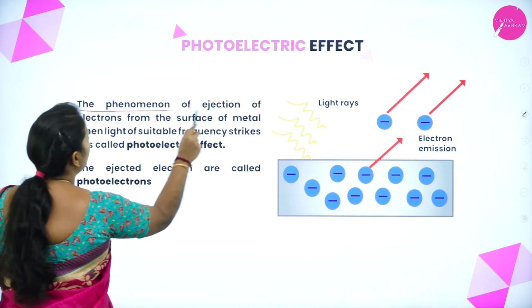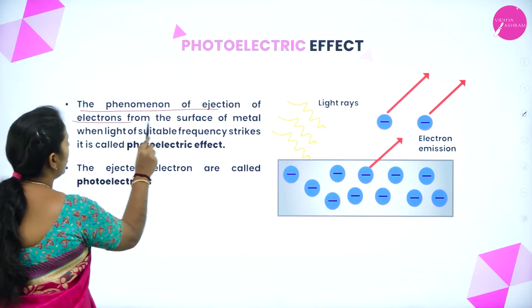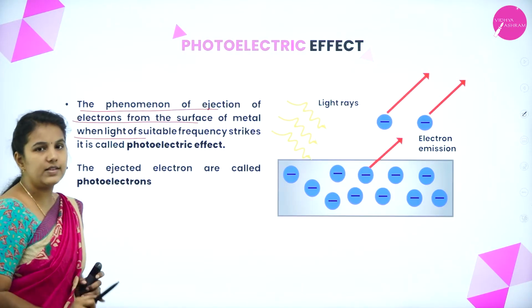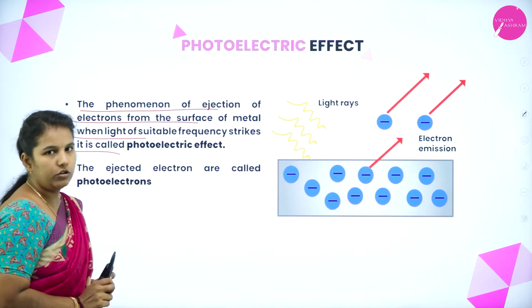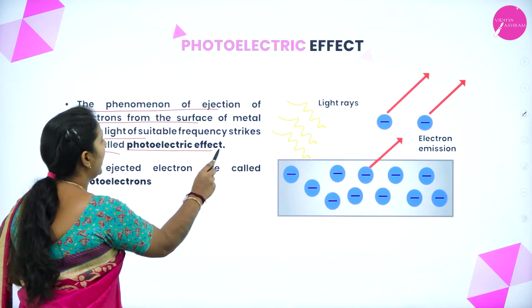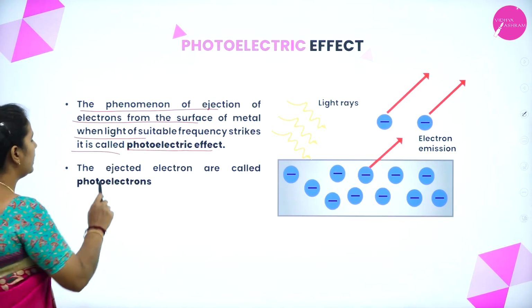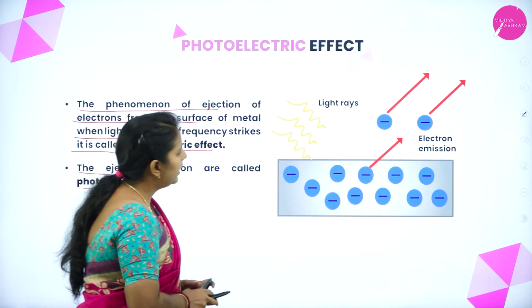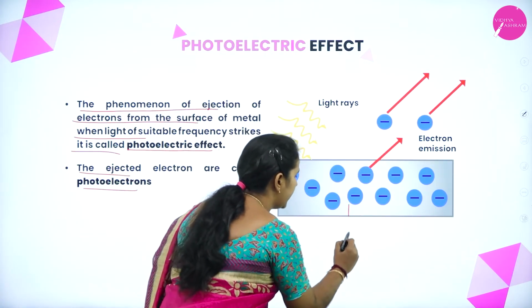The phenomenon of ejection of electrons from the surface of a metal when light of suitable frequency strikes it is known as the photoelectric effect. The electrons that get ejected are known as photoelectrons. Here you can consider this as a metal surface.